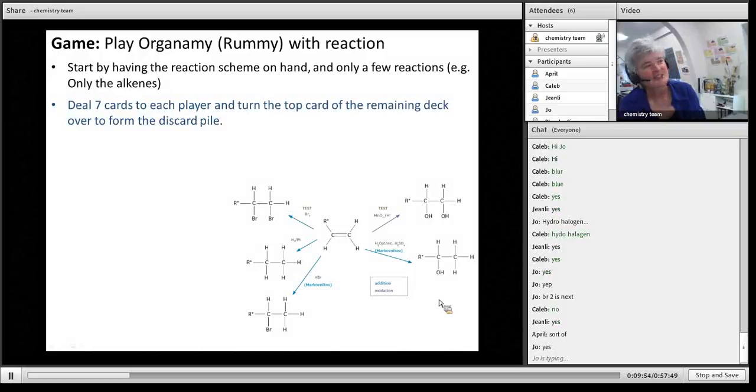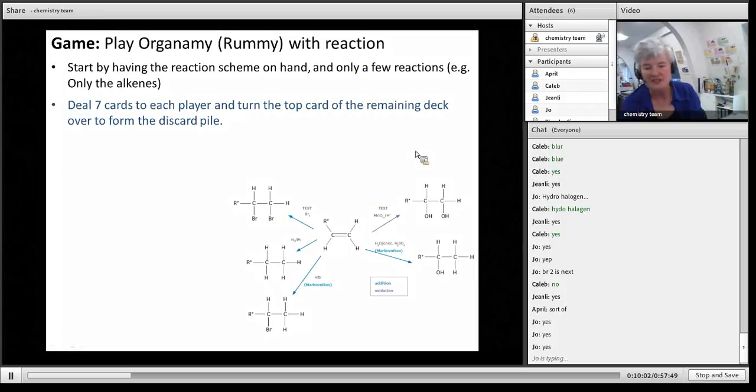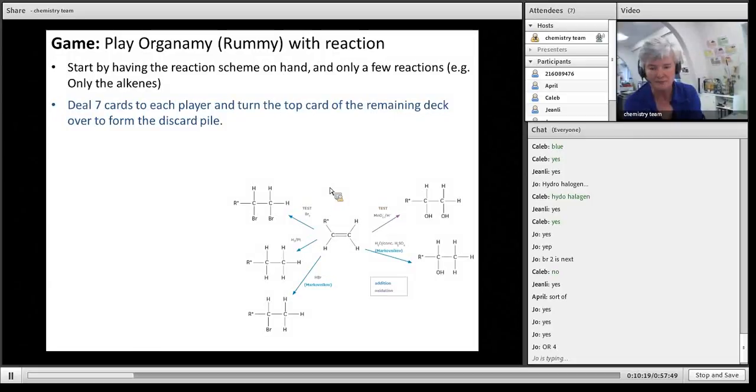It's a type of card game, and there are different styles that you can play it with. But basically, you've got to put sets of 3 together, and the person that wins is the one that gets rid of all their cards. The sets of 3, or 4, is where you've got your reactant, your reaction conditions, and your product, which is the way I've adapted it for this.